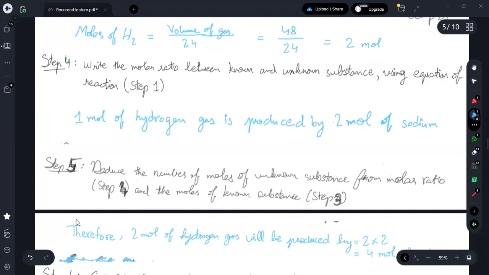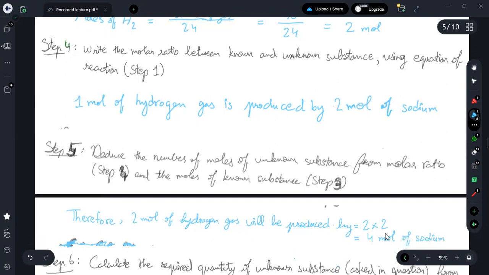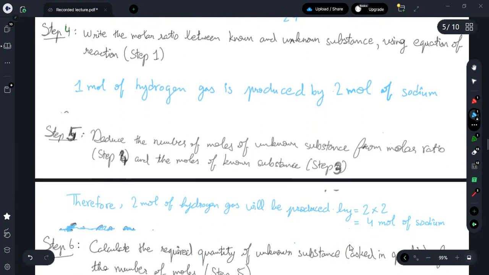So here I have shown that as 1 mole of hydrogen gas was produced by 2 moles of sodium, therefore 2 moles of hydrogen gas, which were in our question, will be produced by 2 into 2, that is equal to 4 moles of sodium. So we have derived the moles of the sodium, which would be making up this amount of hydrogen gas, which was given in the question.